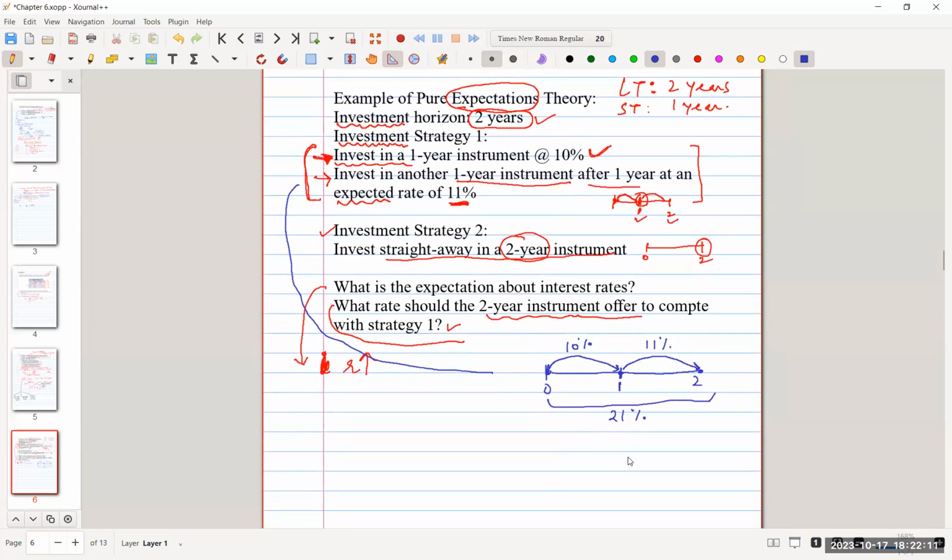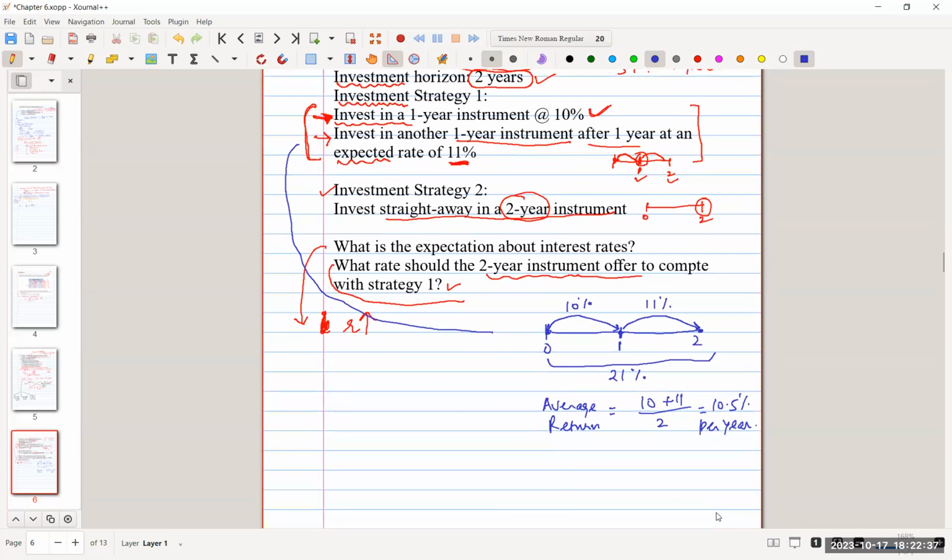Right? So can we say that over this 2-year period, on an average, what's my average return? 10 plus 11 over 2. This 21 over 2 will give me 10.5% per year. Is everyone following this? So on an average, 10.5% per year we have earned with this strategy.